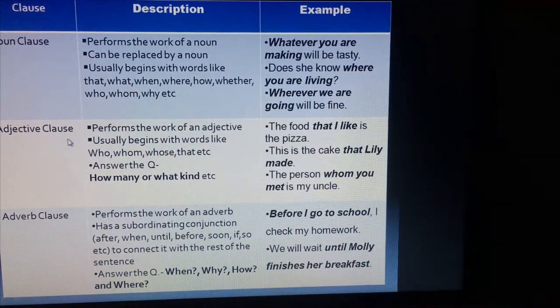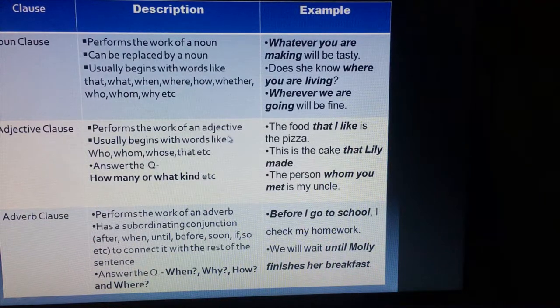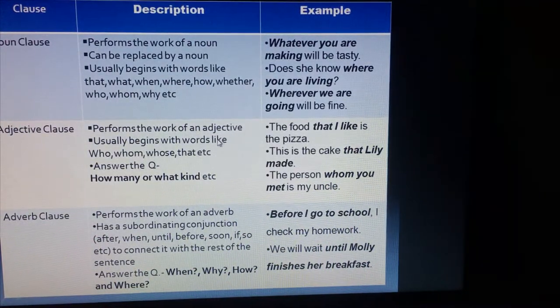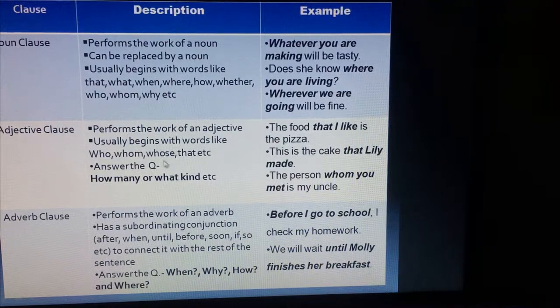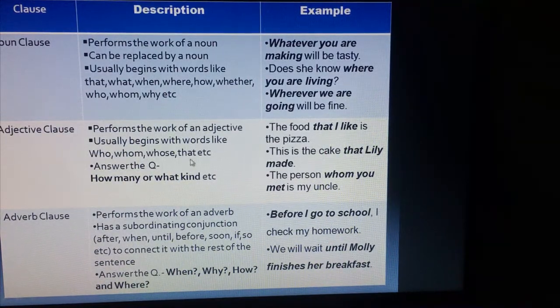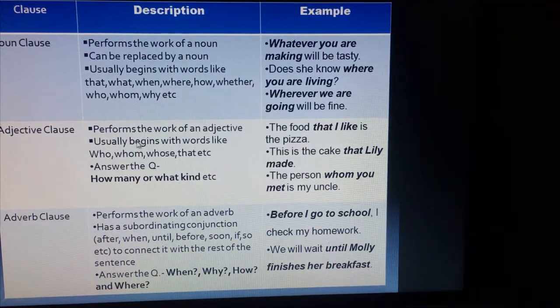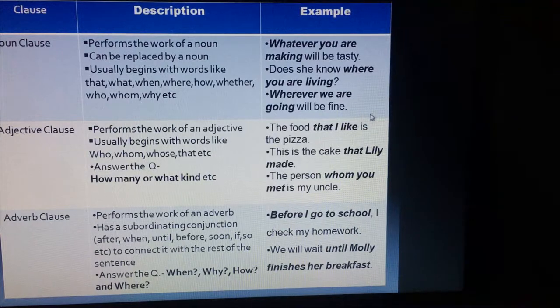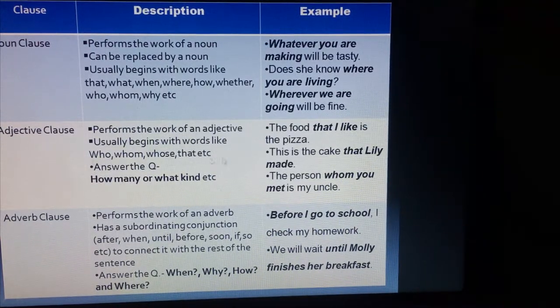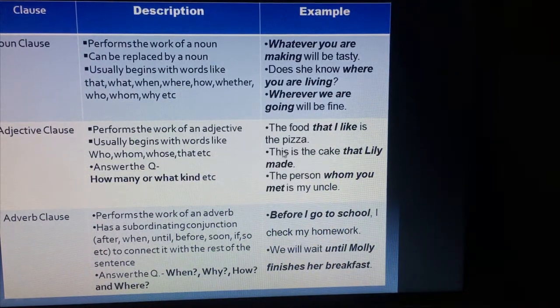Okay, now see adjective clause. An adjective clause performs the work of an adjective, obviously, and it will also consist of a subject and a verb. It usually begins with words like who, whom, whose, that, etc., and will answer the question how many or what kind. Let's see an example. The food that I like is the pizza. Here you can see that "that I like" is answering the question what kind. So what kind? That I like is pizza. So it is describing the food, a noun.